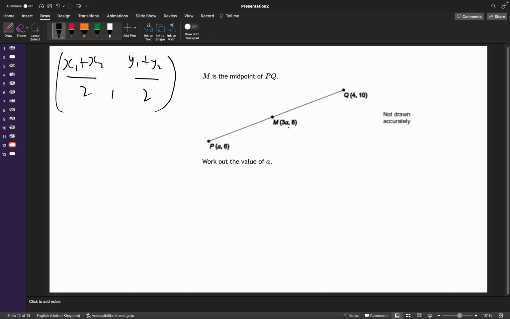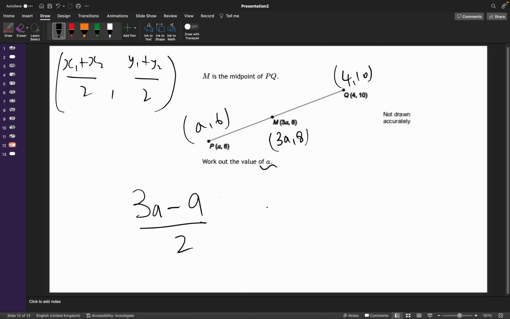Now we have M is 3a and 8. That might be a bit challenging to see, but that says 3a and 8, 4 and 10, and a and 6. We need to find the value of a. When I first saw this question, I thought this will be multiplying by 3 because a becomes 3a, so I thought you just divide by 3 again to get a, but that's not how you do it. You can actually solve this algebraically. This was X1 plus X2, so 3a minus a divided by 2 is going to be the same as 4 minus a divided by 2.